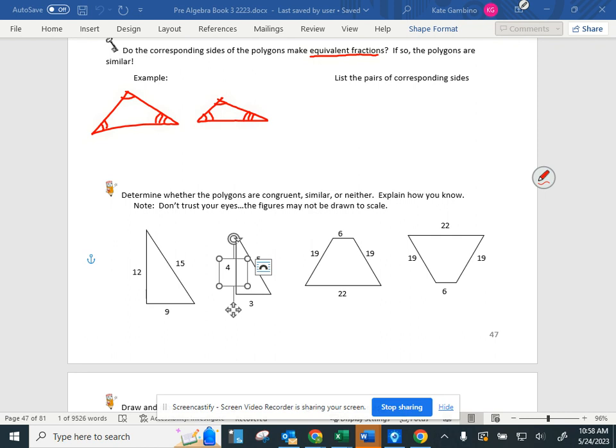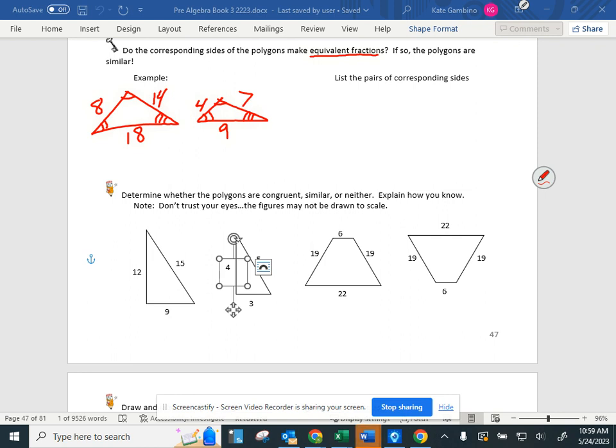Then we need to look at our sides. They don't always give us angle measurements. A lot of times they'll give us some sides. We need to look at those sides. Are they proportional? So I'm going to put some numbers on my sides. These are going to be some easy numbers for us to actually do mental math with.